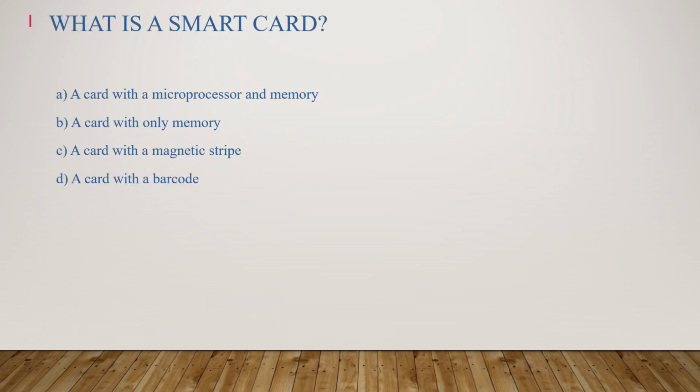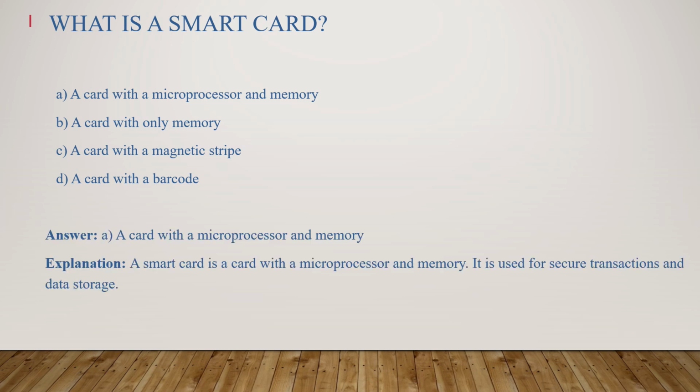Question number 1. What is a smart card? A. A card with a microprocessor and memory. B. A card with only memory. C. A card with a magnetic stripe. D. A card with a barcode. Correct answer: A. A card with a microprocessor and memory.